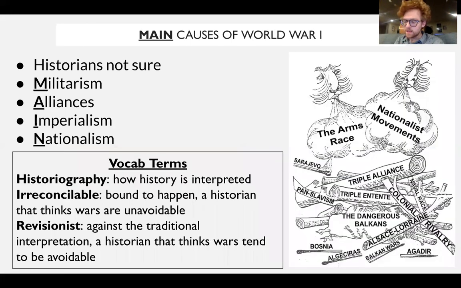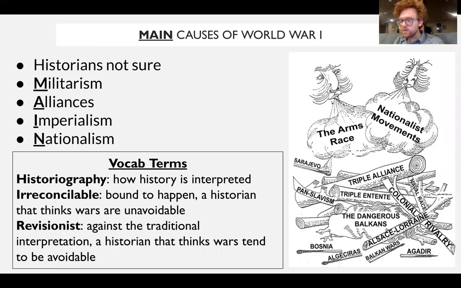And all of this is going to be the stage for what we'll talk about with these causes of World War I. Now, I have on the screen 4 main causes of World War I, and you can identify them by this acronym of MAIN. We got militarism, we got alliances, we got imperialism, and we got nationalism. And I'll explain those 4 in a second.